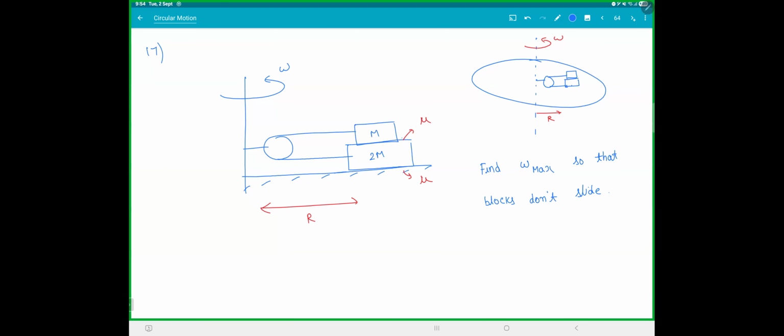How do you do it? Step 1, draw your FBD. It is still NLM only. There is no difference. The only thing you learn in circular motion in this question is you put an extra centrifugal force. Other than that, it is NLM, friction forces, centrifugal forces, and solve. Try. I'll give you a minute or two.